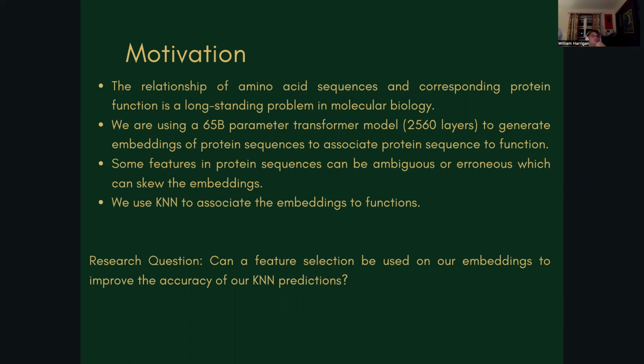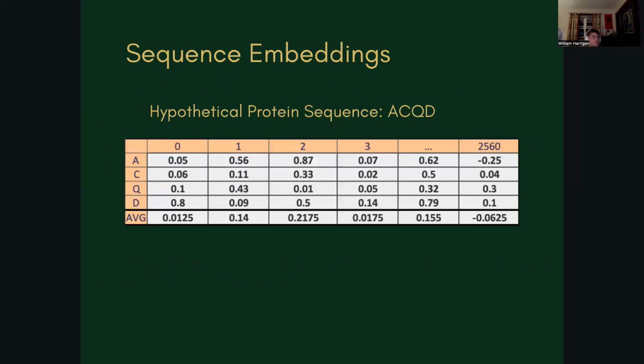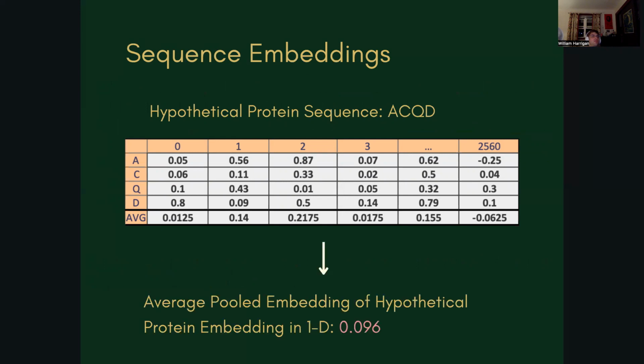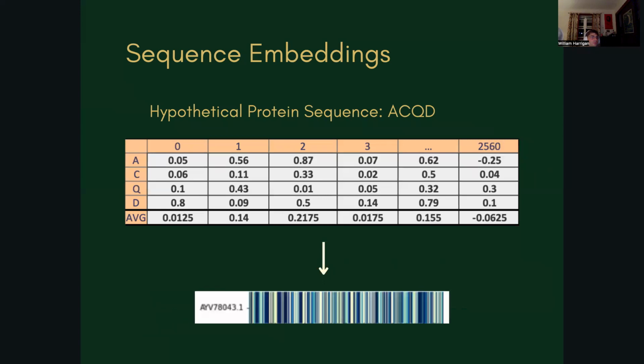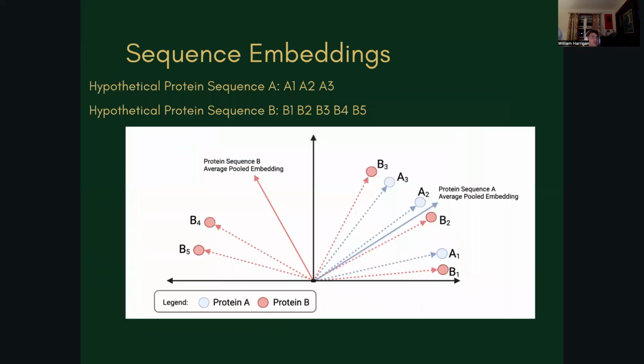A problem with these protein sequence embeddings is that some features in protein sequences can be ambiguous or erroneous and can skew the embeddings. So I built a feature selector to use on embeddings to improve the accuracy of our k-nearest neighbors predictions. This is what it looks like. We take an average from each layer, and then an average of all those averages to make the pooled embedding for one protein, and each amino acid passes through every layer of the transformer. So yeah, this is what they look like.